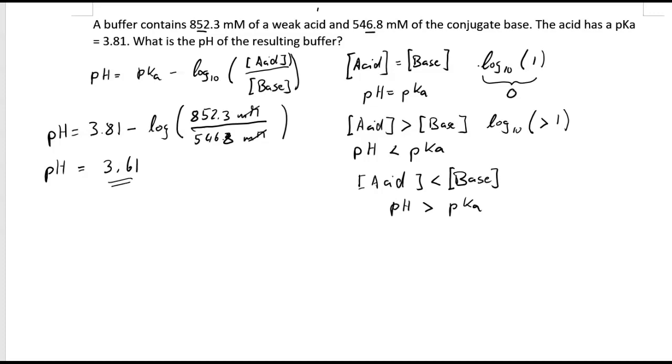And let's just simply check if this is a realistic pH. We said that if we've got more acid than we have base, then the pH must be smaller than the pKa. And 3.61 is smaller than 3.81, so it is certainly a realistic value for the pH. So I hope this makes sense, and thank you very much for watching.